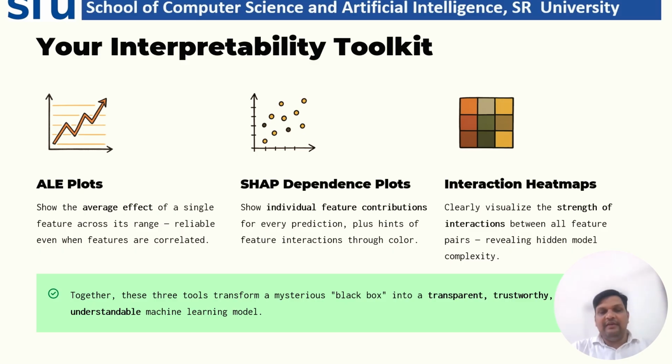So we can say that the ALE plot, SHAP dependence plot, and interaction heat maps are the foundation of explainable AI. Without these, we cannot use explainable AI. Therefore, explainable AI is not just a technical tool, it is the foundation for building trustworthy intelligent systems. Understanding models is no longer optional, it is essential.